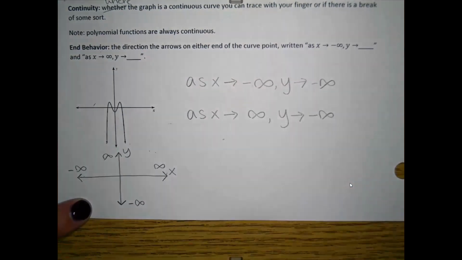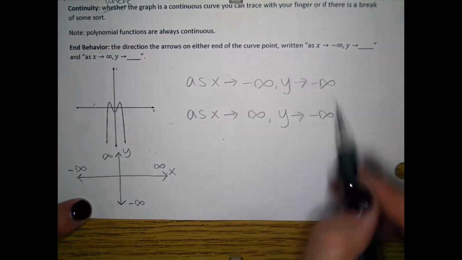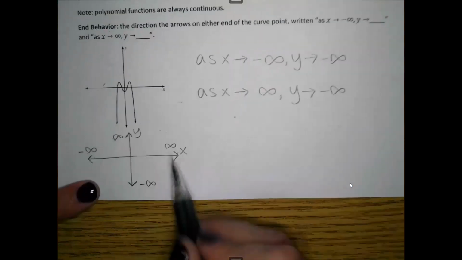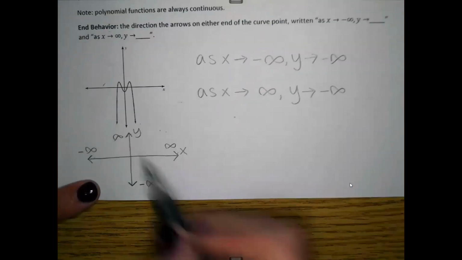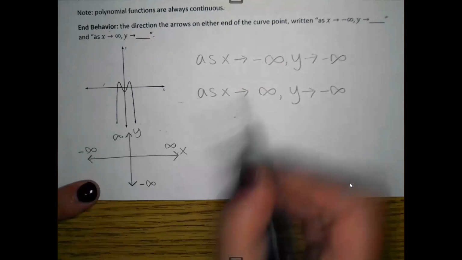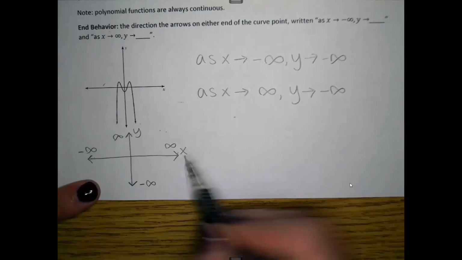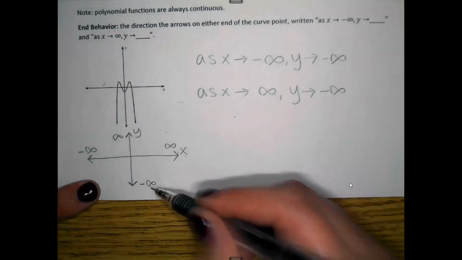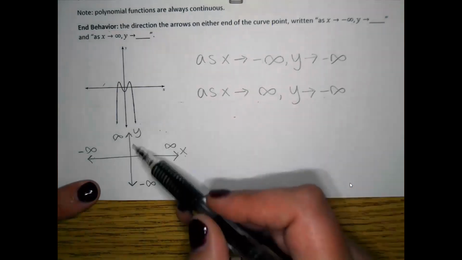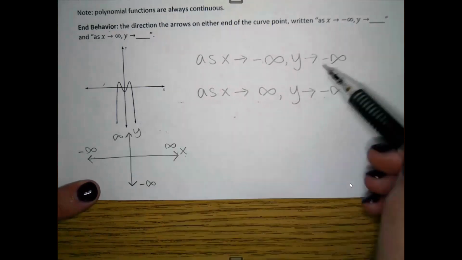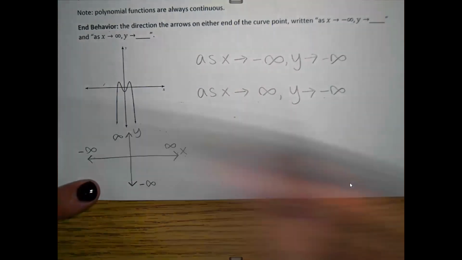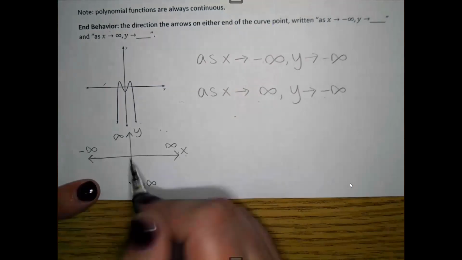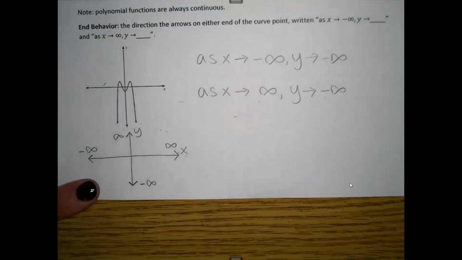So that's all the end behavior is saying: you are describing the arrows, but you are doing it mathematically, and you are doing it using infinities. So instead of saying left, you say negative infinity with an x. Instead of saying right, you say positive infinity with an x. Instead of saying down, you say negative infinity with a y. Instead of saying up, you say positive infinity with a y. That's how you describe your end behavior: you describe your arrows, but in terms of infinities.